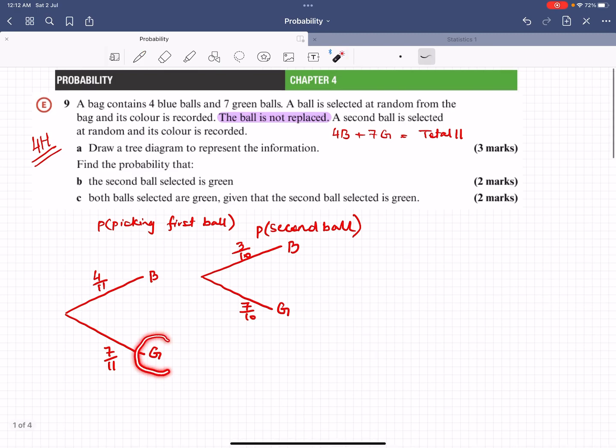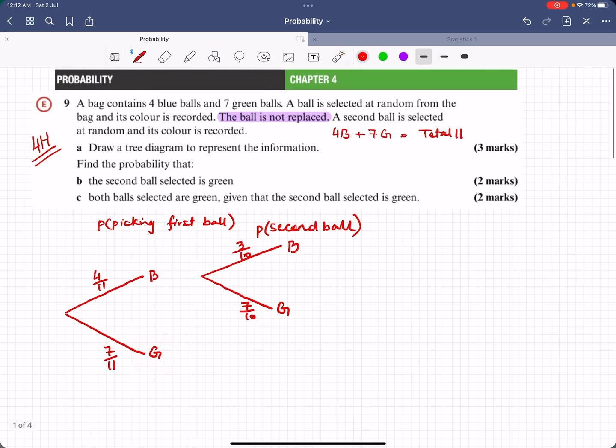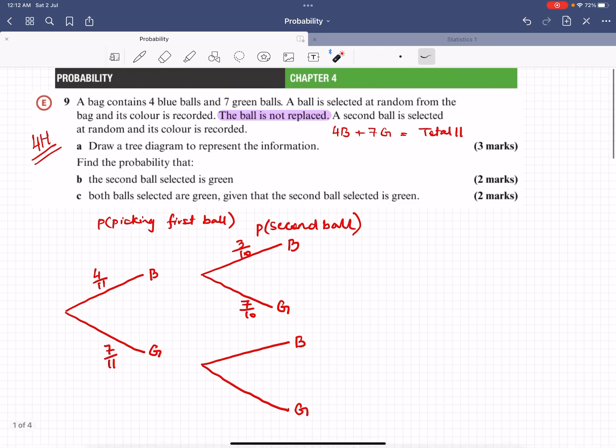Let's move on. If we had picked up a green ball, then what? If we had picked up a green ball in the first place, then in the second place we could have picked up either a blue or a green ball. Since we've picked up a green ball, the number of green balls is reduced by 1 and the total is also reduced by 1. So the green will be 6 by 10. Since we picked up green, blue will remain unchanged and it will be 4 by 10. So that is the answer to part A, which is to draw a tree diagram.